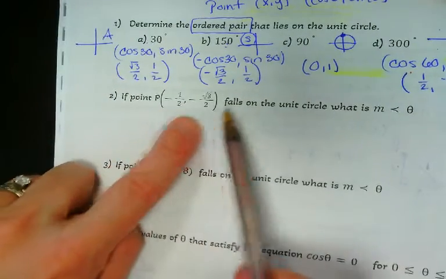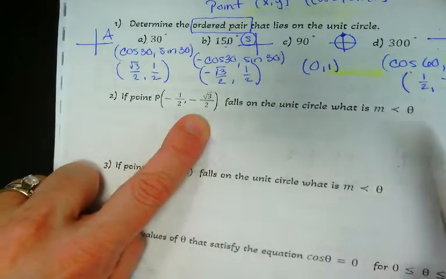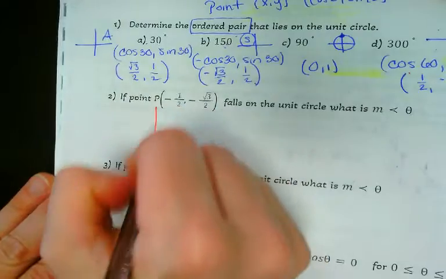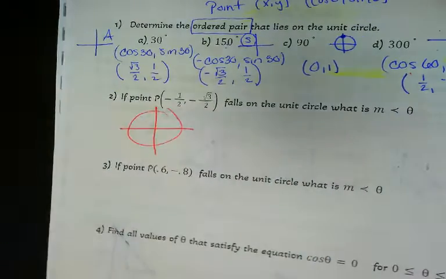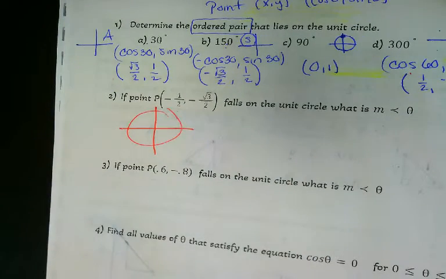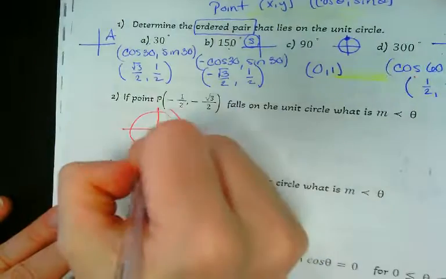Point P is negative 1/2, negative root 3/2. Figure out the angle. All right, so let's make a little sketch here. If you went negative 1/2, negative root 3/2, plot where you would end up. Negative 1/2, negative root 3/2. What quadrant should you be quickly sitting in? 3 is perfect. You went negative, negative.